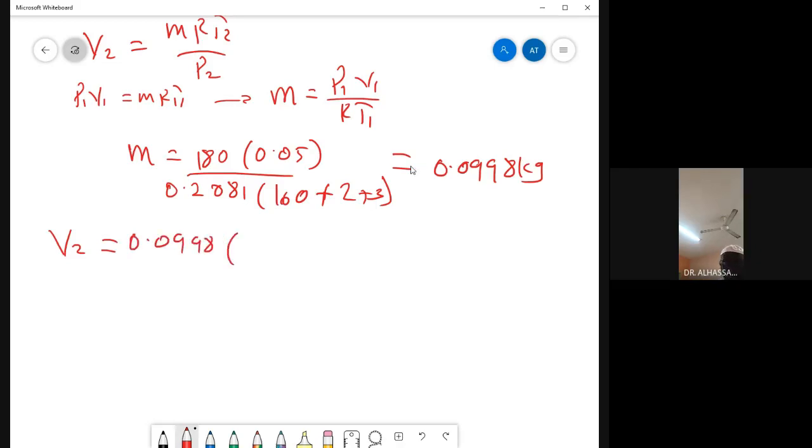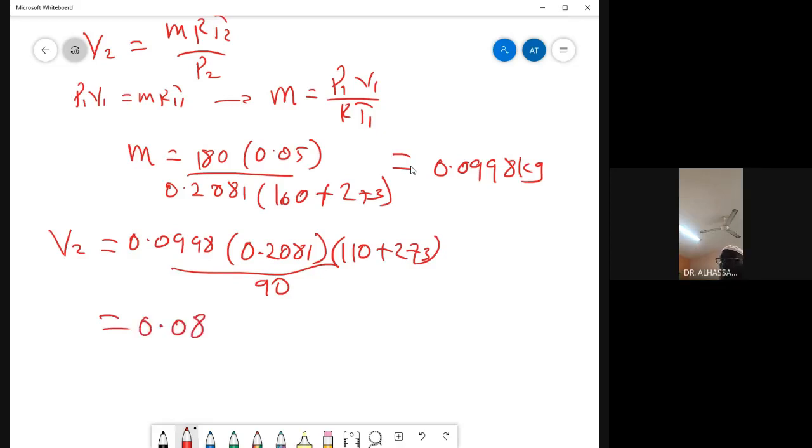So now we will substitute this into V2: 0.0998 into bracket the ideal gas constant for argon, 0.2081, then into bracket 110 plus 273 for the temperature, all divided by 90. So V2 equals 0.0885 meter cube. Okay, so this is our V2 now.